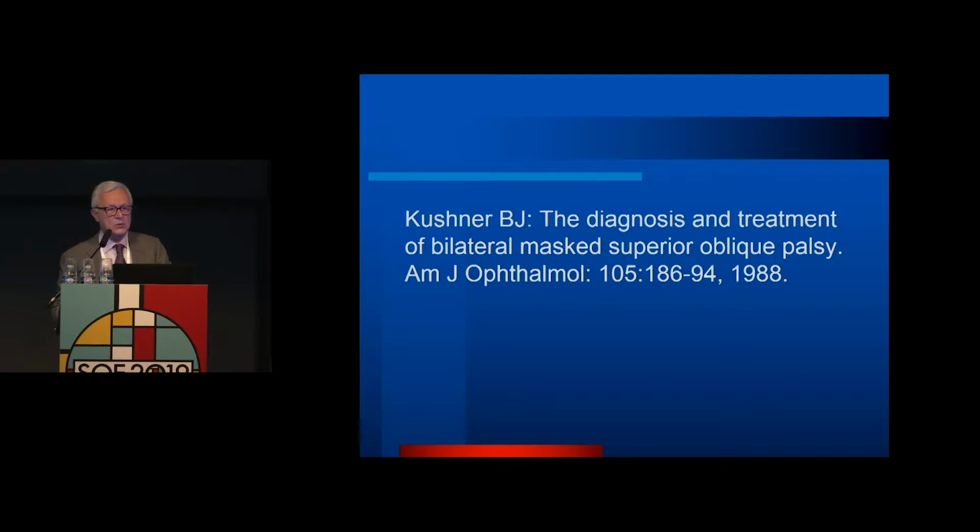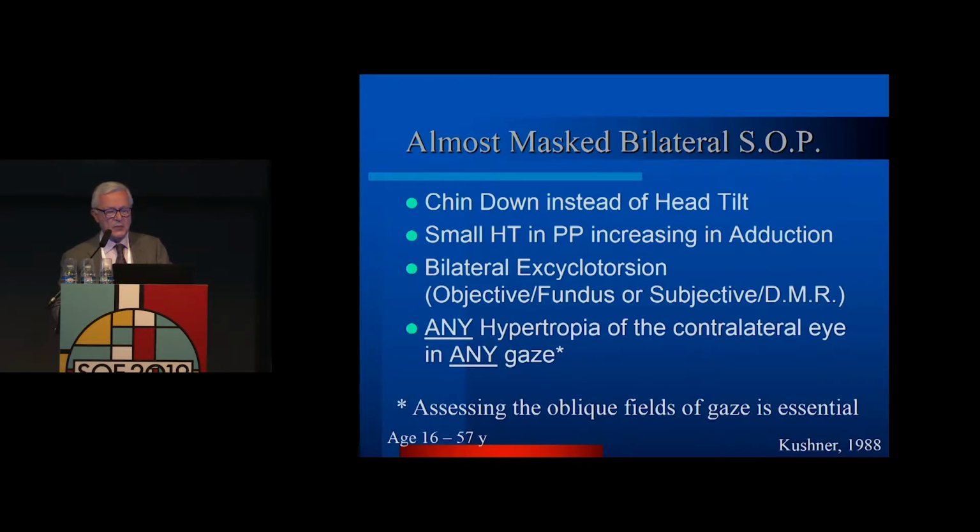30 years ago, Burt Kushner came up with his very classical paper where he talked about bilateral superior oblique palsy, masked and almost masked and super duper masked and the whole thing. In his paper, he remarked that these patients have a chin down posture, possibly a small head turn, or no abnormal head posture altogether. Their hypertropia in primary position is usually small. They have bilateral X-cyclotorsion that can be seen objectively by fundoscopy or subjectively by double Maddox rod.